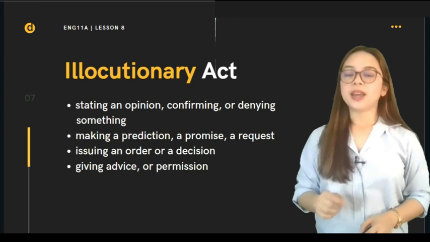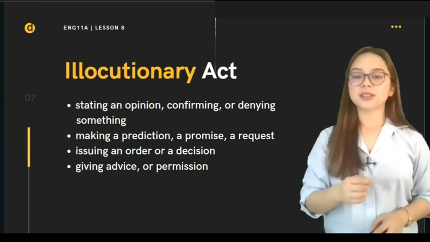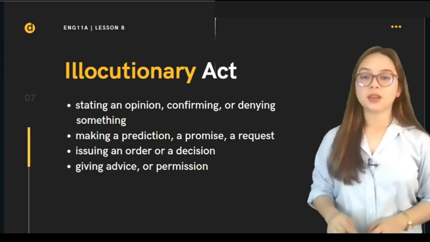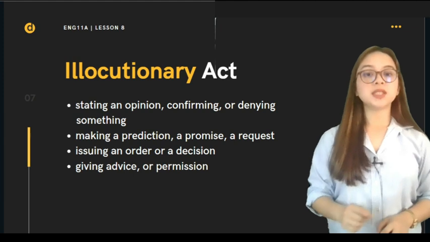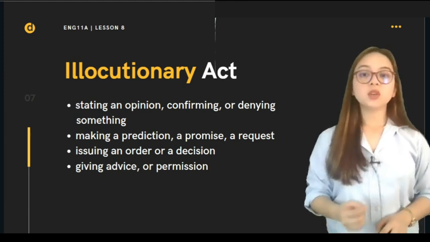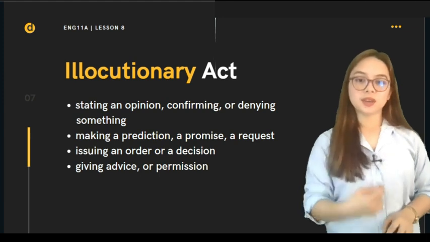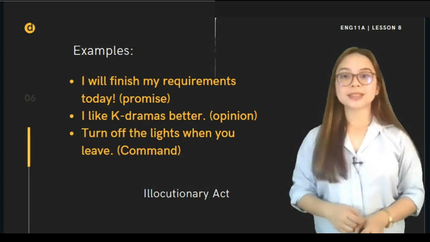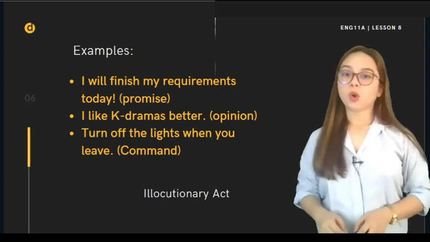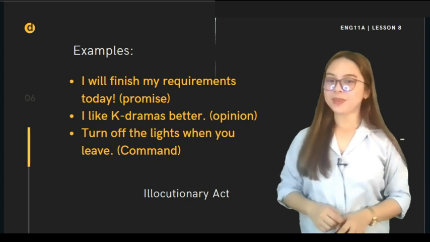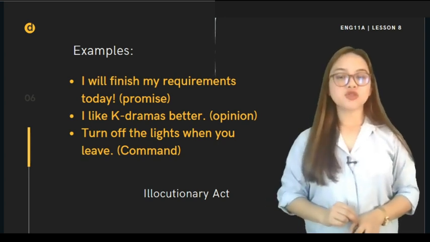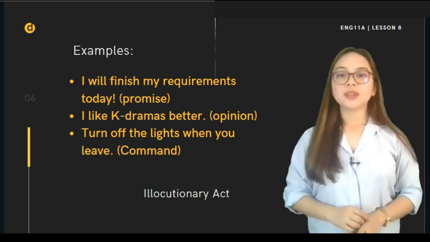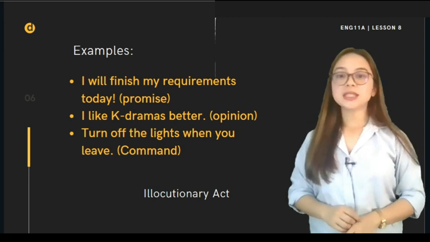You can identify a statement as an illocutionary act when it states an opinion, confirming or denying something, making a prediction, a promise, a request, or issuing an order or a decision, or giving advice or permission. Here are some examples of illocutionary acts. First, I will finish my requirements today. So this is a promise. Second, I like K-dramas better. This is an opinion. Third, turn off the lights when you leave. So this is a command.